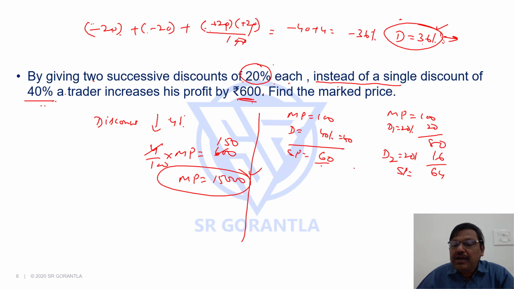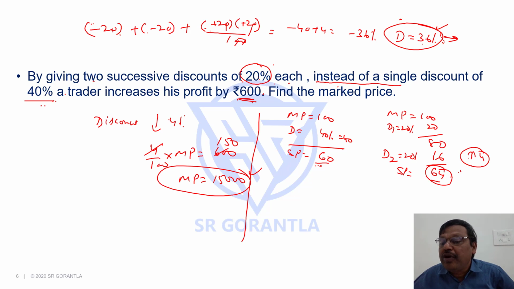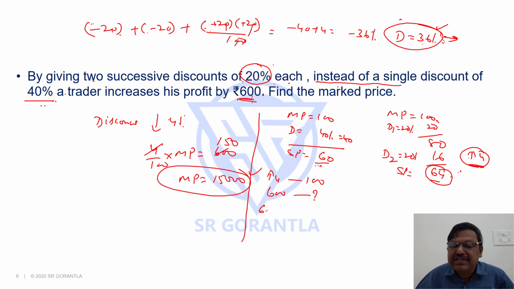See, here you are selling at 64, here you are selling at 60, so you are selling at 4 rupees more. You are selling at 4 rupees more means your profit is increasing by 4 rupees if the market price is 100. If my profit is increasing by 600, what is my market price? As I said, 600 by 4 into 100. For 1%, it is 150, so it is 15,000, right?